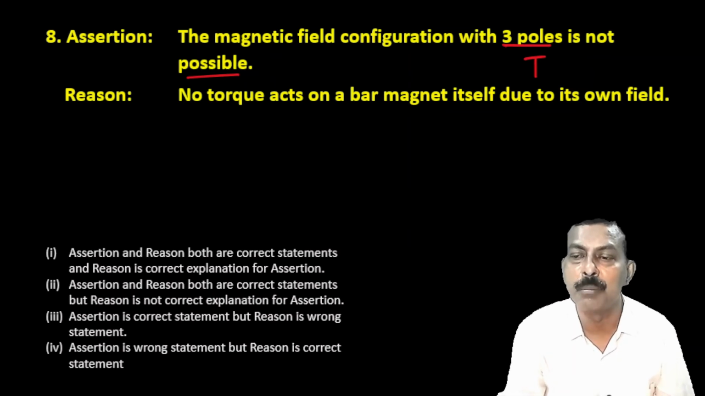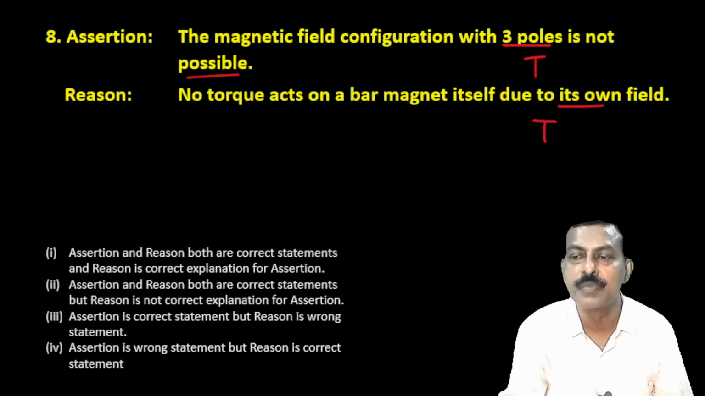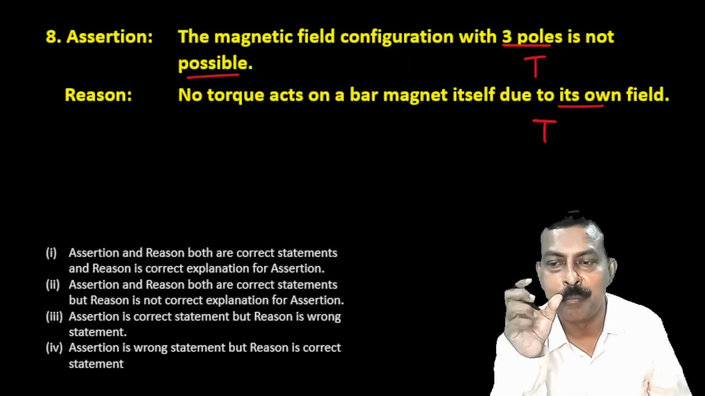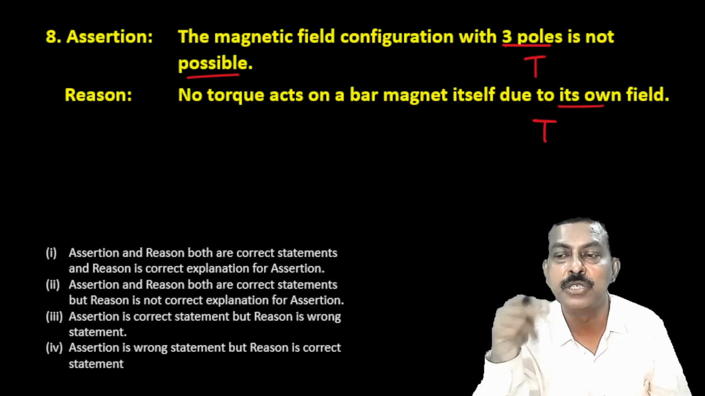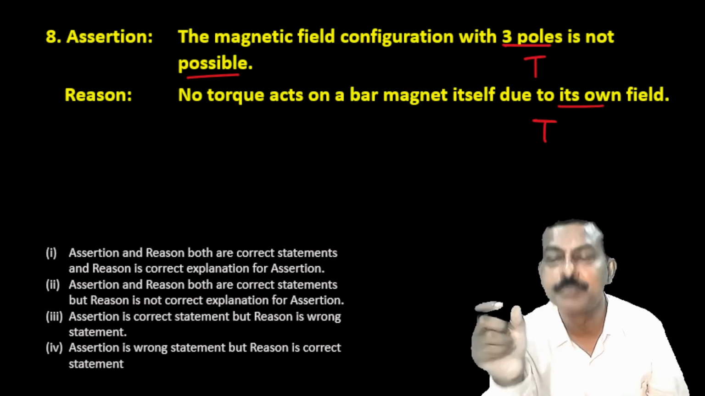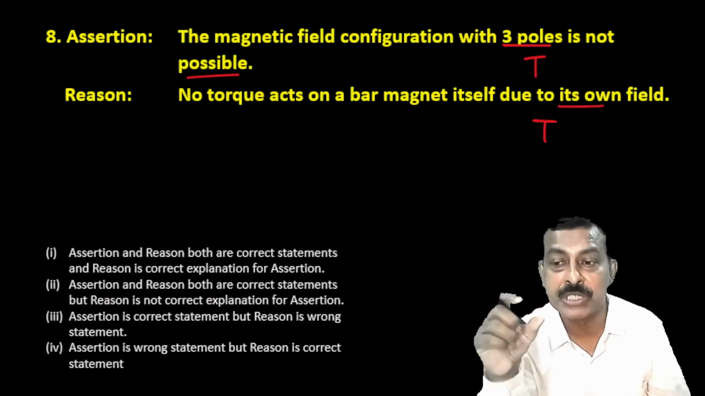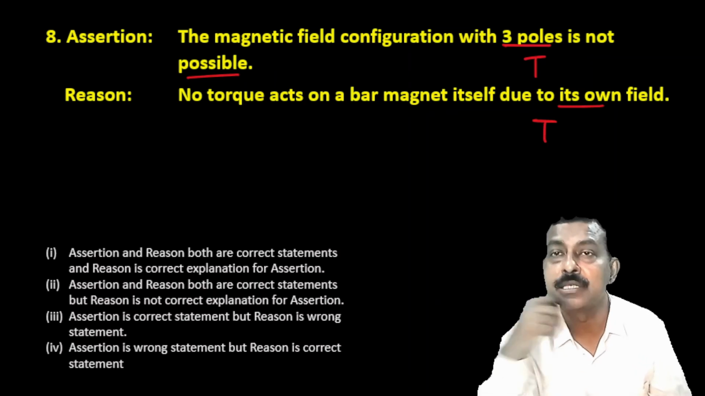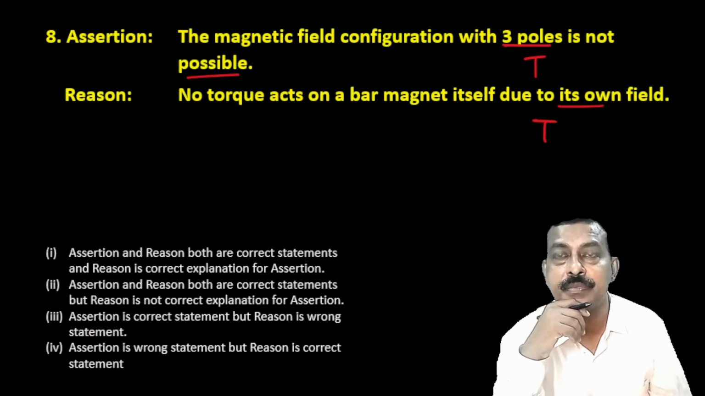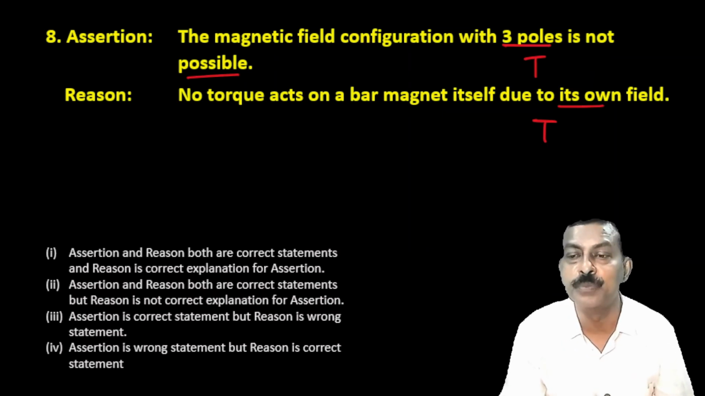No torque acts on a bar magnet itself due to its own field. This is also true. A bar magnet will not experience any torque due to its own field. It can produce torque on any other magnetic dipole or any other bar magnet which is there in its field. It can exert torque on that, but it will not experience torque due to its own magnetic field. So obviously this is also true.